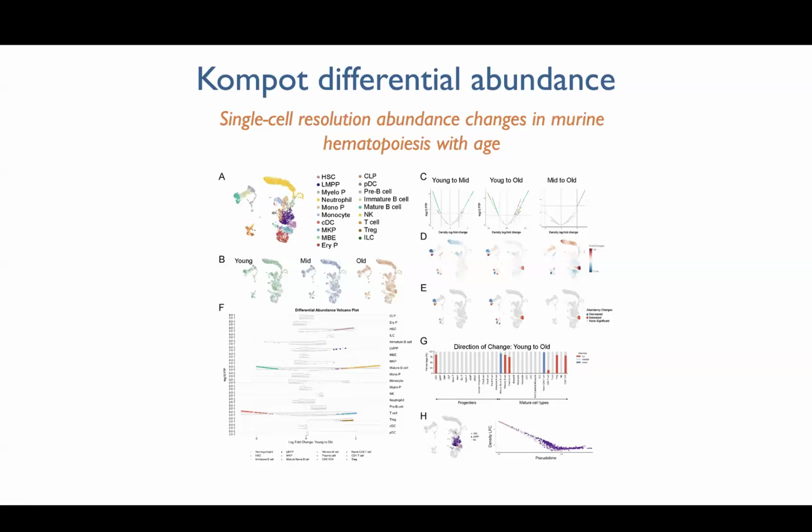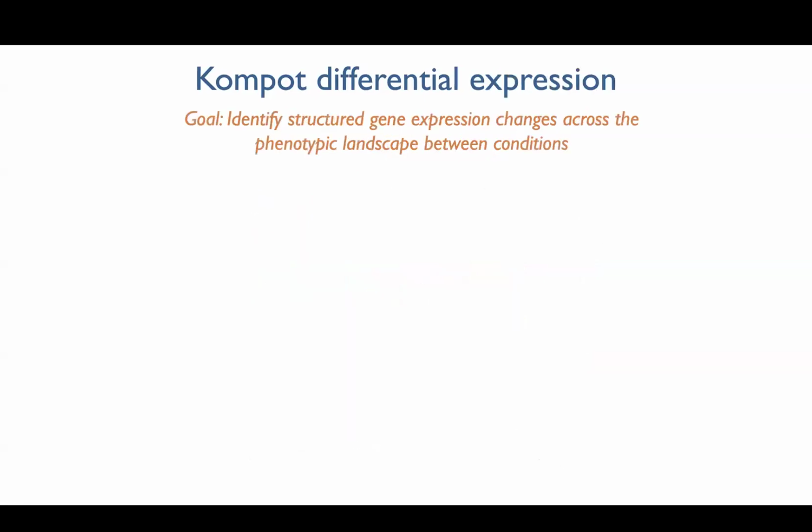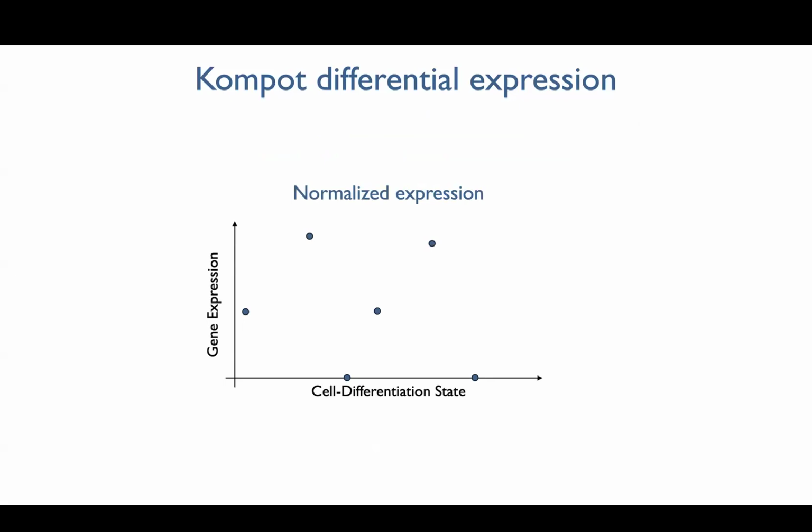Cool. I'll go through this and maybe pause again for questions. This is differential abundance, right? What are the states that are changing? But we also wanted to look at differential expression. What are the genes that are changing between these conditions across the data? Okay, so this is the idea of how we're doing this.